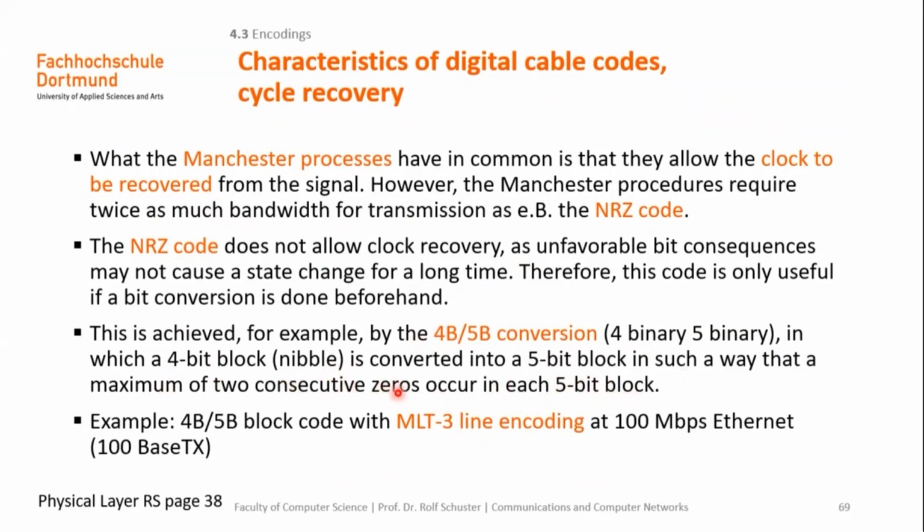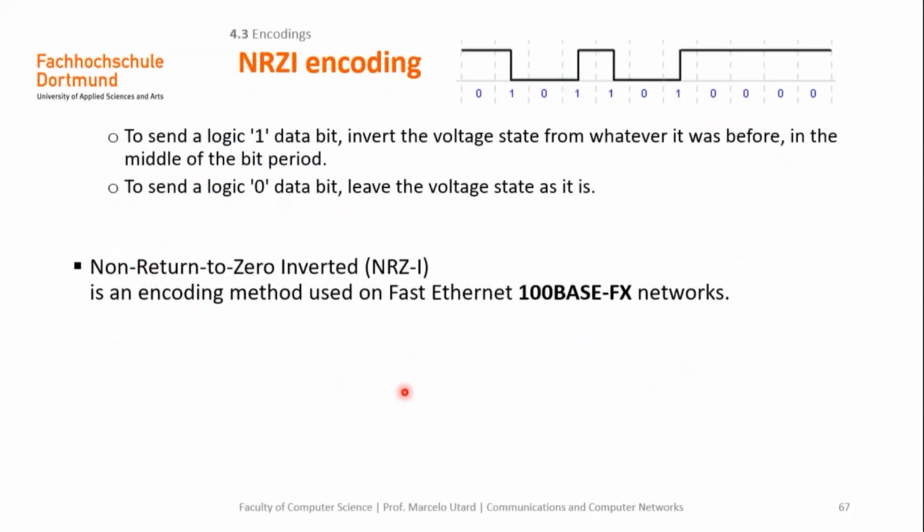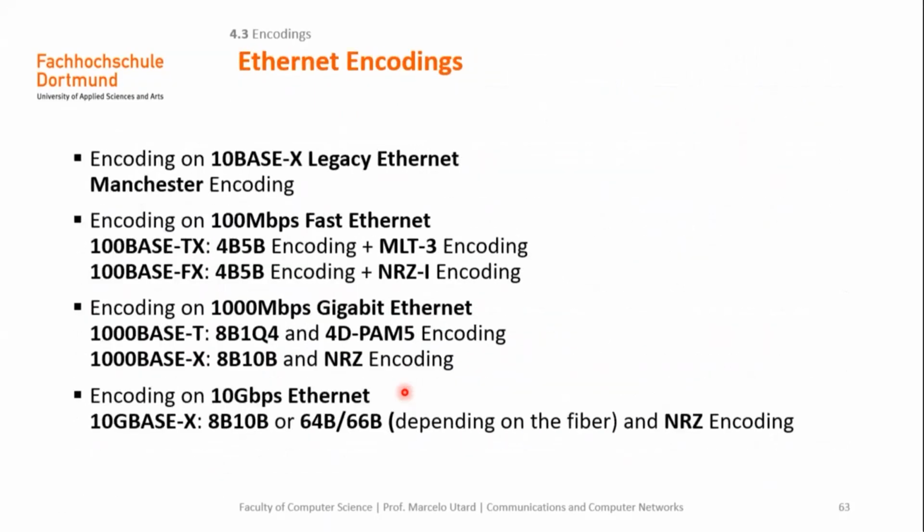A maximum of 2 consecutive zeros, because, for instance, in the case of 100 megabits, in the case of 100BASE-FX, we use NRZ-I. Remember, NRZ-I doesn't perform any voltage change when we transmit zeros. Then the use of 4B/5B avoids the use of more than 2 consecutive zeros. We will see that in some minutes.